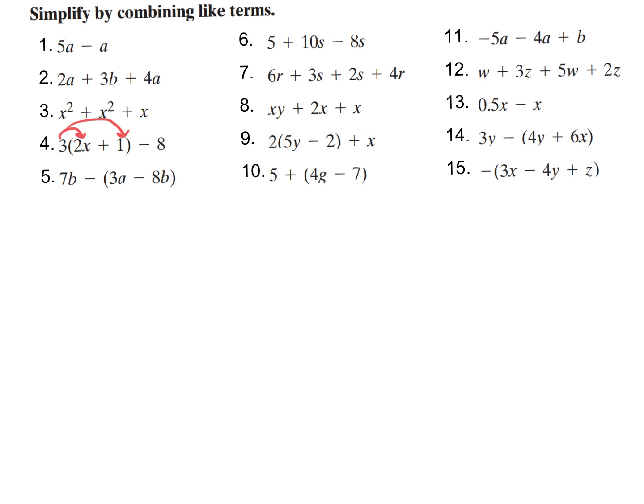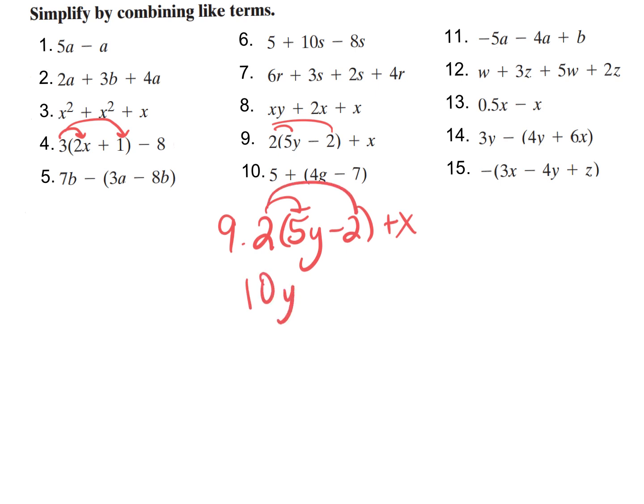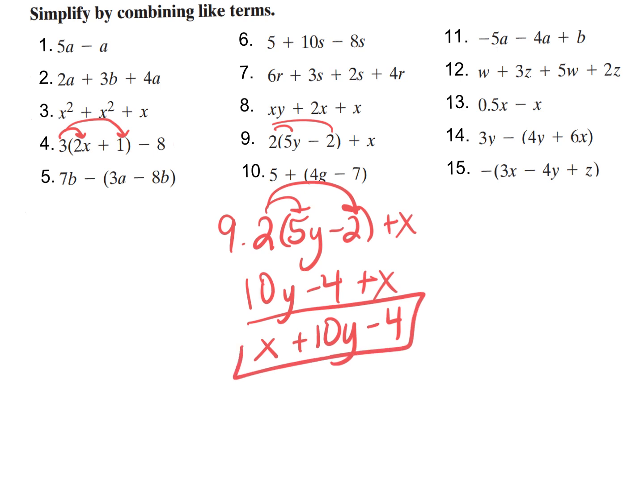I'm going to distribute my 2. So 2 times the quantity 5y minus 2 plus x. 2 times 5y is 10y. 2 times negative 2 is negative 4 plus x. So I don't have any like terms, but I am going to put my variables in alphabetical order. 1x will go first, positive 10y will go second, and my constant negative 4 will go last.